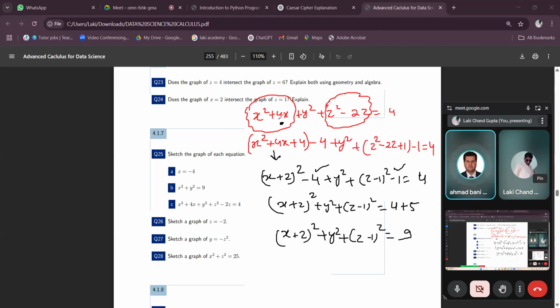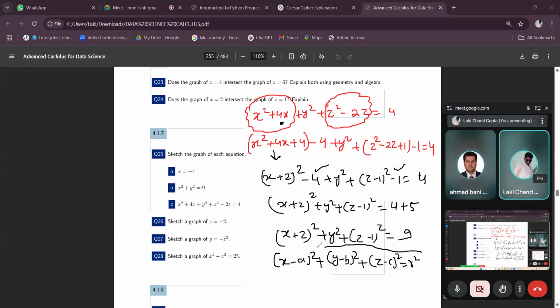The only confusing thing that I get is when you put a coordinate, like 2, -1, 0, something like that. Because this is the general formula, if you remember. This is the general formula of a sphere, where the center is A, B, C and the radius is R.